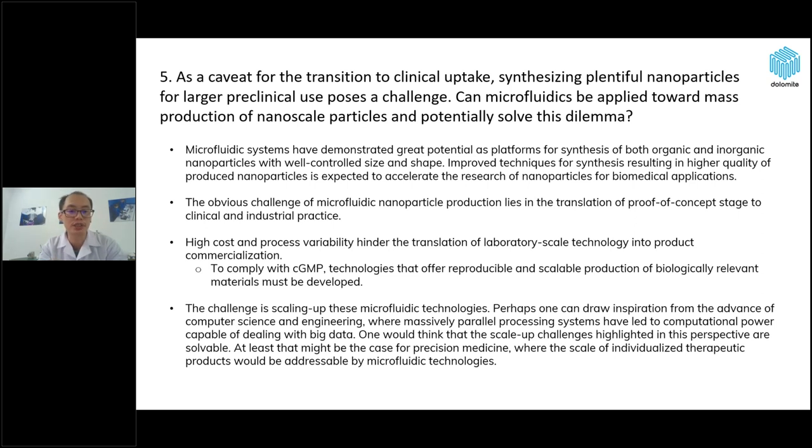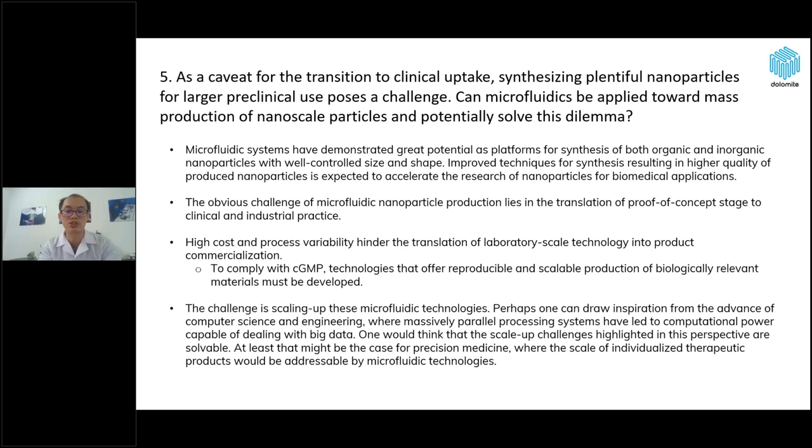The obvious challenge of microfluidic nanoparticle production lies in the transition from proof-of-concept studies to clinical and industrial practice. Challenges like high cost and process variability hinder the transition from lab scale to product commercialization. For example, to comply with cGMP, technologies that offer reproducible and scalable production of biologically relevant material must be developed. And as the question contained, the challenge is scaling up the microfluidic technology.